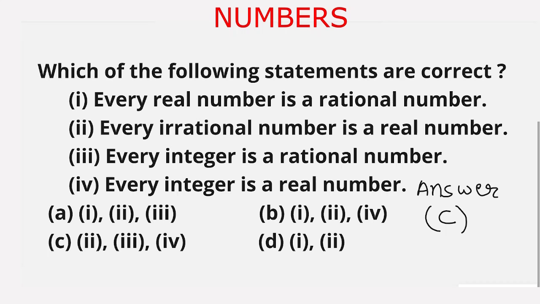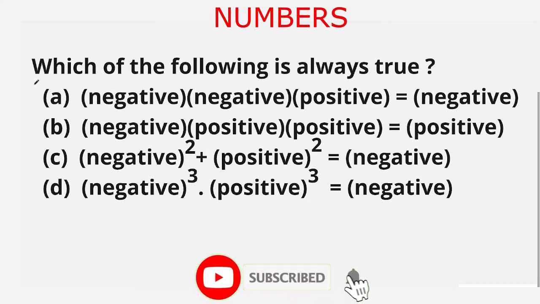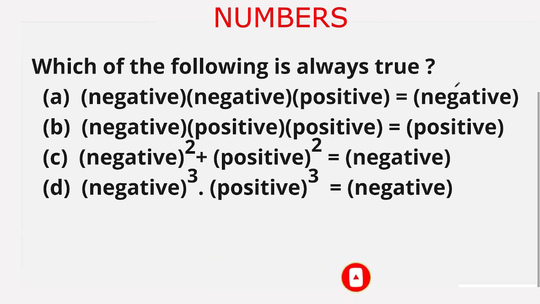We go to the next question. Our question is, which of the following is always true? Option A, negative multiplied by negative multiplied by positive equal to negative. Option B, negative multiplied by positive multiplied by positive equal to positive. Option C, negative square plus positive square equal to negative.